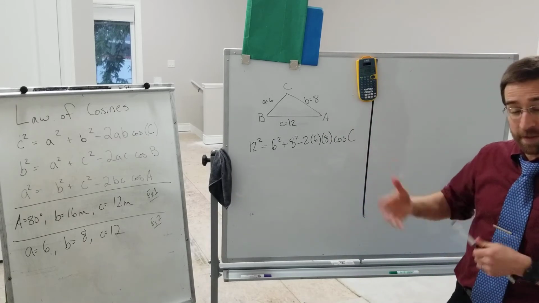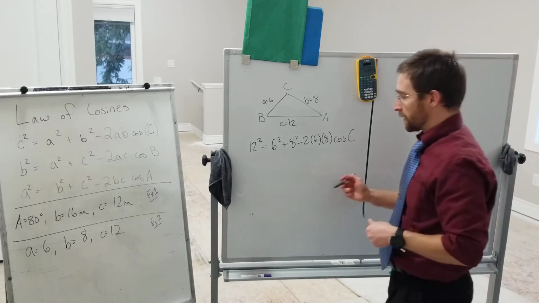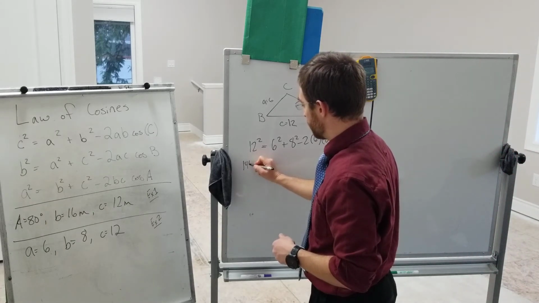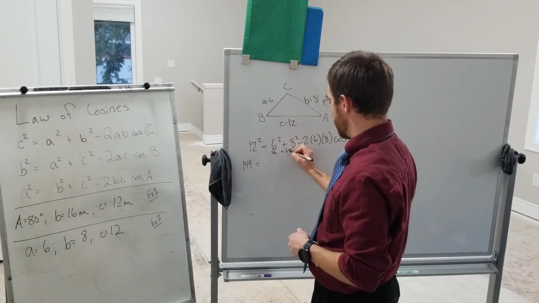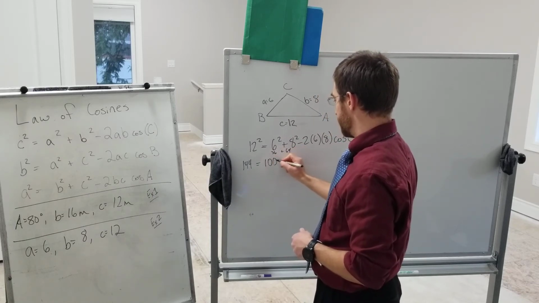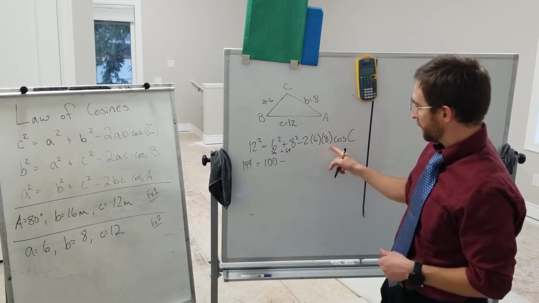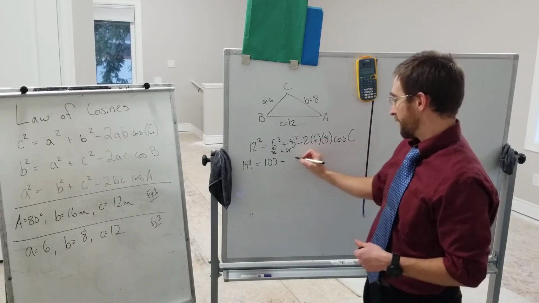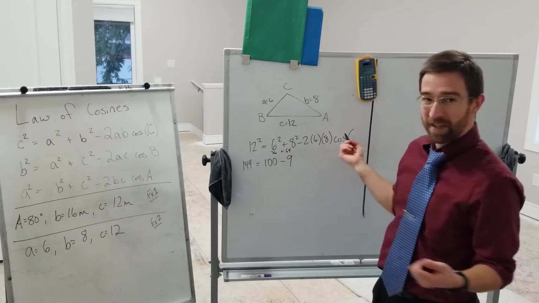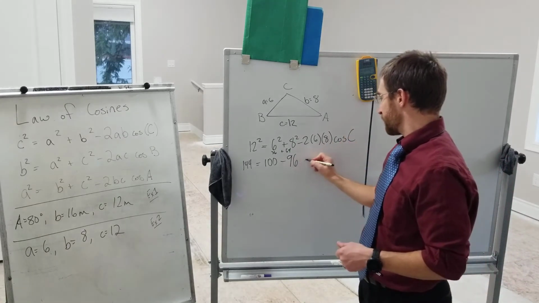And I'm going to go through, simplify, and solve for C. So I have 144 equals 36 plus 64, 100, minus, I don't know what 16 times 6 is, sorry, 96, I should have known that. Oh, 12 times 8 is 96. Yikes. Should have known that.